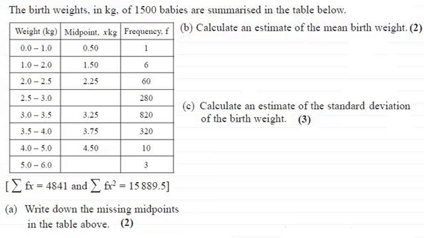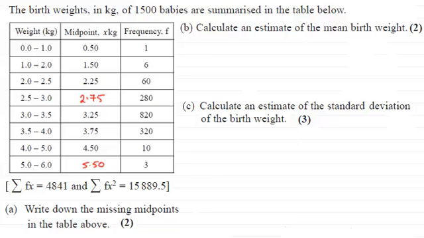Okay, welcome back then if you had a go. So the first thing we need to do then is write down the missing midpoints in the table above. So we've got this class interval 2.5 to 3, so the midpoint here is just going to be 2.75. And for the midpoint of the class interval 5 to 6, that's going to be 5.5. I'll put it in as 5.50 because it looks like we're working to 2 decimal places.